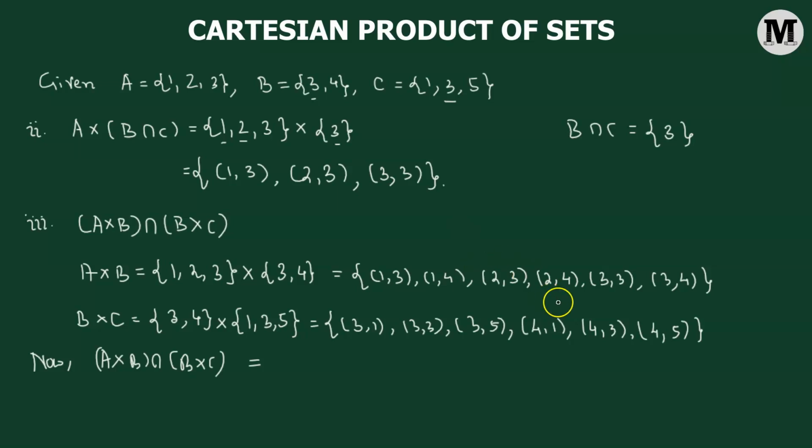Now here we observed that the ordered pair 3, 3 is present in both of the two sets. So that means when we take the intersection of these two Cartesian products, that's going to give us one single ordered pair, 3, 3, or we can say a single element which is the ordered pair 3, 3.